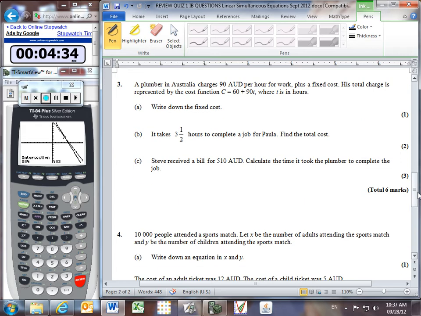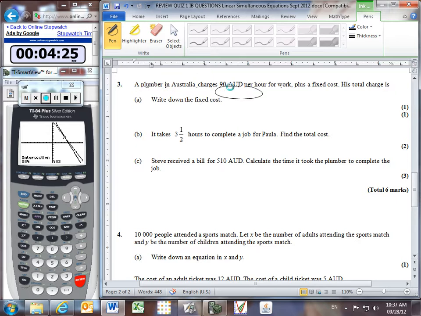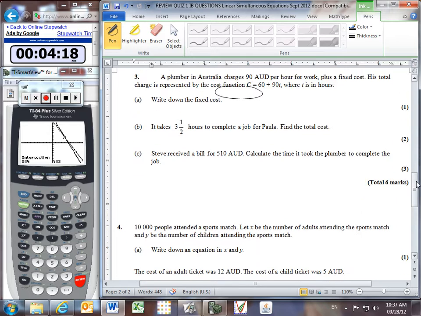Alright, a plumber charges $90 per hour for work, plus a fixed cost. Now if this is the equation, glitch, just wait for it, it sometimes does this. Okay, well, let's redraw it. We can see the $90 per number of hours that he's working right there. The fixed cost that he charges just to show up must be the 60 Australian dollars.